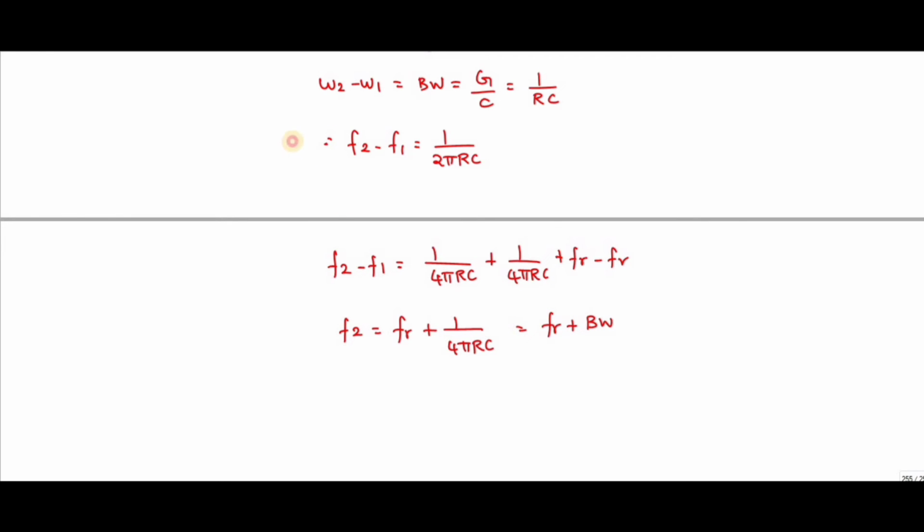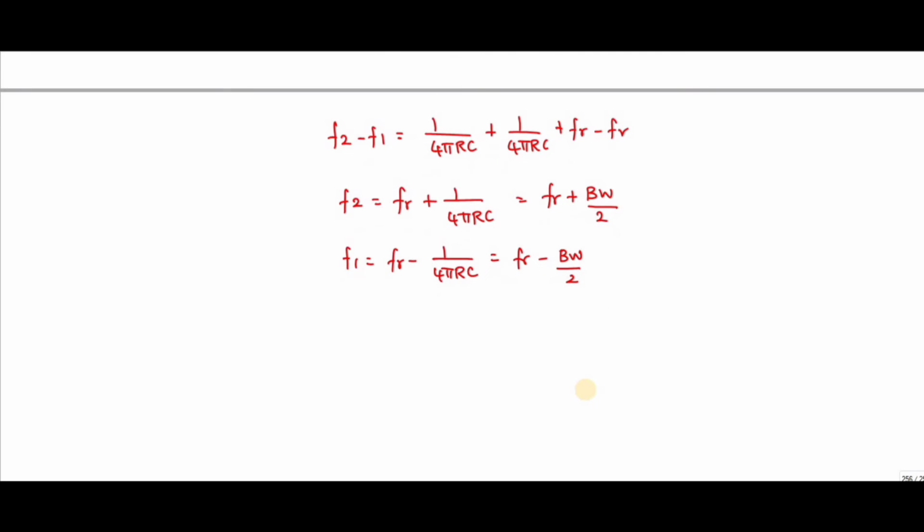This is your bandwidth, that is 1 divided by 2 pi RC, divided by 2. So I can write F1 is equal to FR minus 1 divided by 4 pi RC. That is equal to FR minus bandwidth divided by 2. So this I can write again as omega 2 is equal to omega r plus bandwidth divided by 2, or omega 1 is equal to omega r minus bandwidth divided by 2.